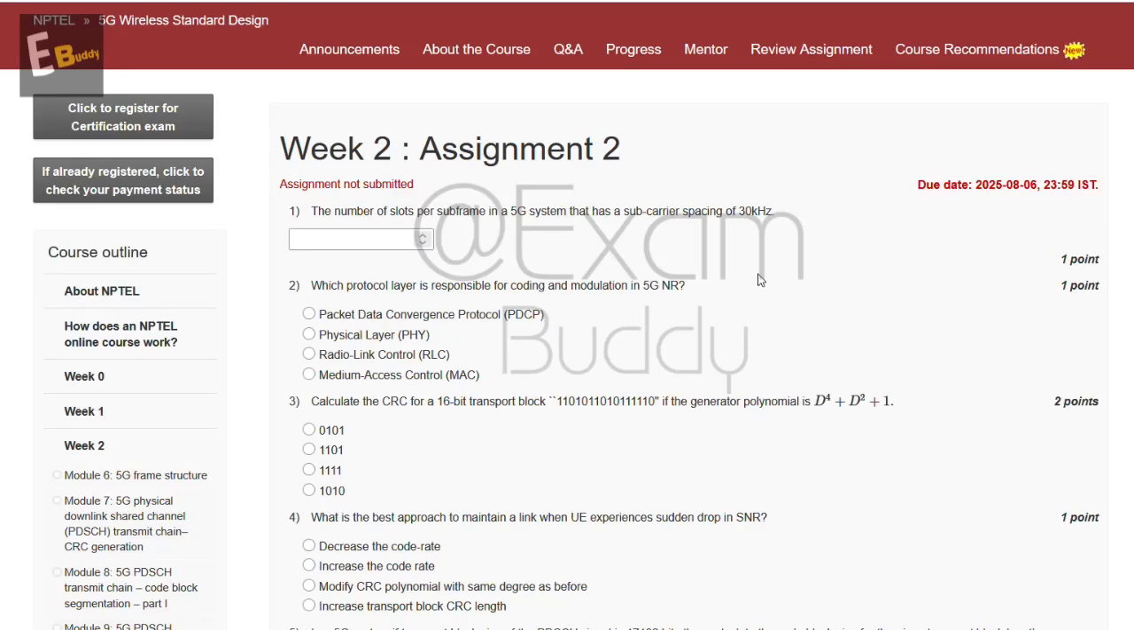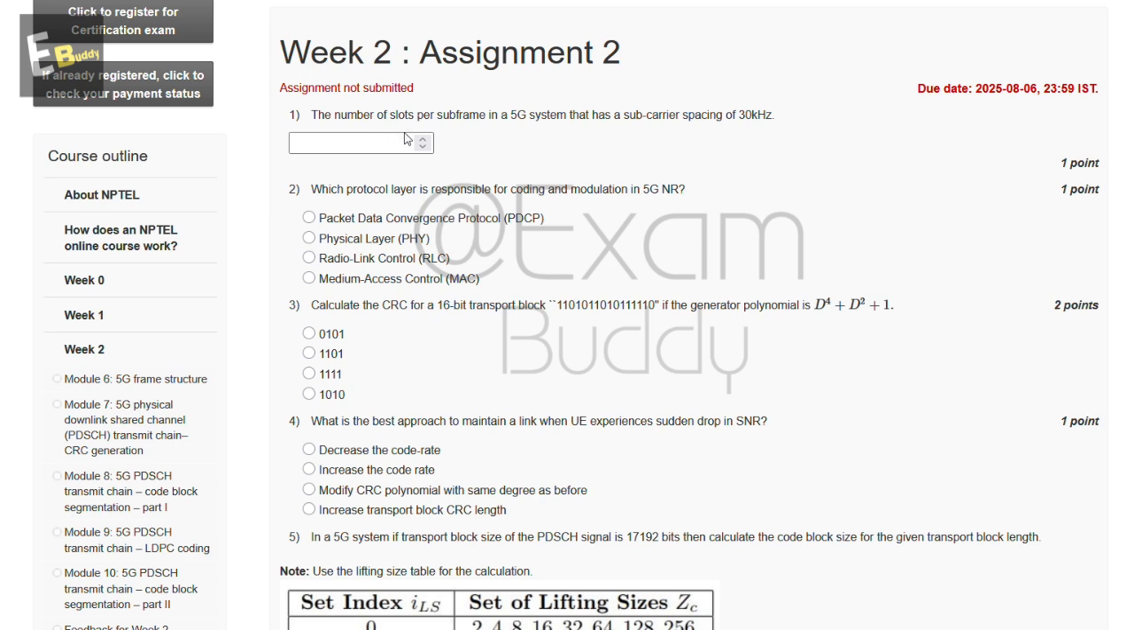Now let's do our assignment, 5G Wireless Standard Design, week second, assignment second. So, the first question is the number of slots per subframe in a 5G system that has a subcarrier spacing of 30 kilohertz. So, the answer of the first question is 2 slots.